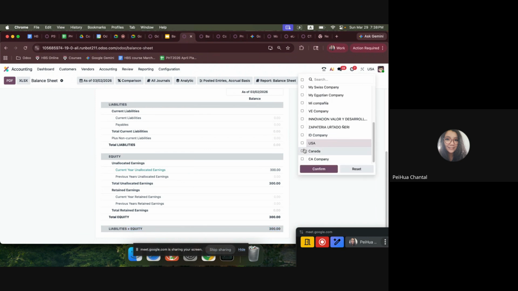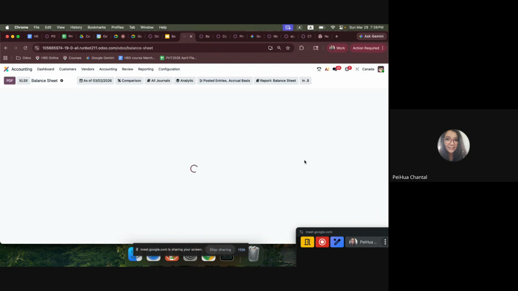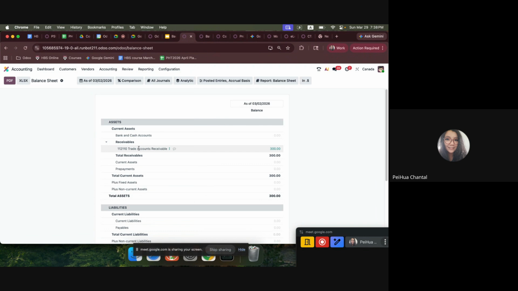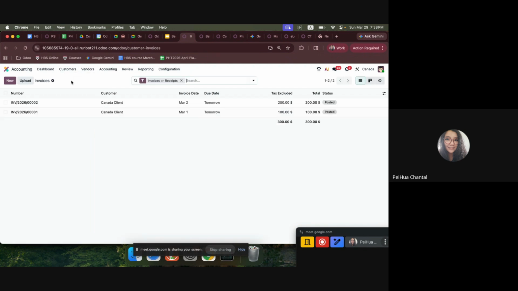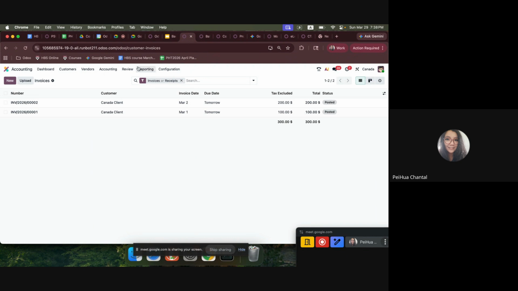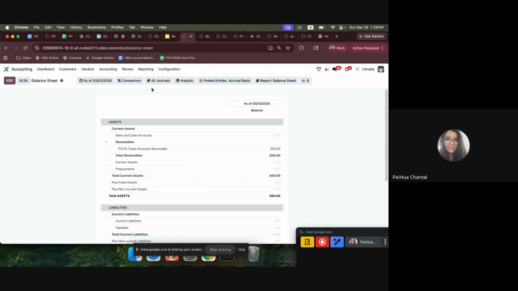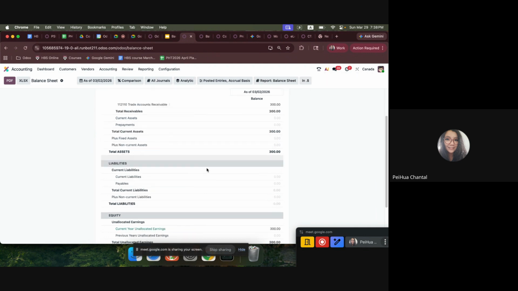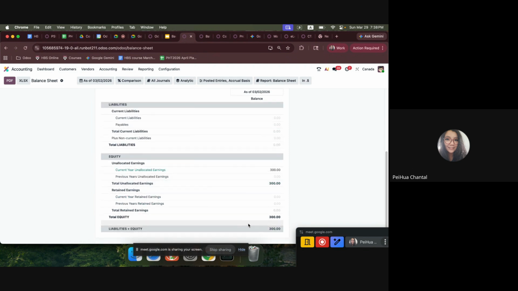Same thing for Canada. Canada, March 1st, has 100 Canadian dollars, and then March 2nd, 200 Canadian dollars. As you can see, the dollar sign becomes at the back, so it shows Canadian dollars. Now, in the balance sheet, again, I'm only selecting Canada. It is calculating correctly and 300, 300 balance.